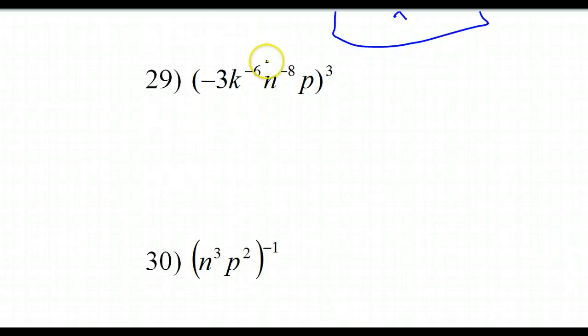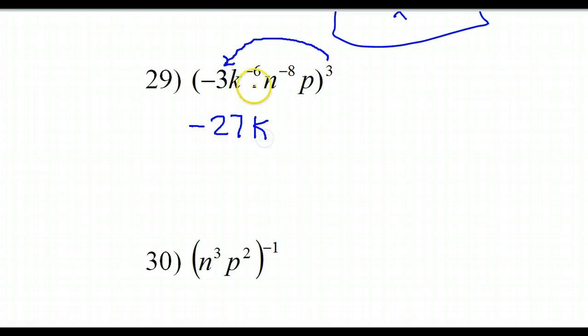So there's 29. Okay, so we should be getting to be pros at this by now. If I take this and raise it to the 3rd power, negative 3 to the 3rd power is negative 27. Notice that the negative stays negative because this is an odd power. If this had been squared, this would have been a positive 9. All right, with even powers, a negative times a negative makes a positive. Anyway, on with the variable part.